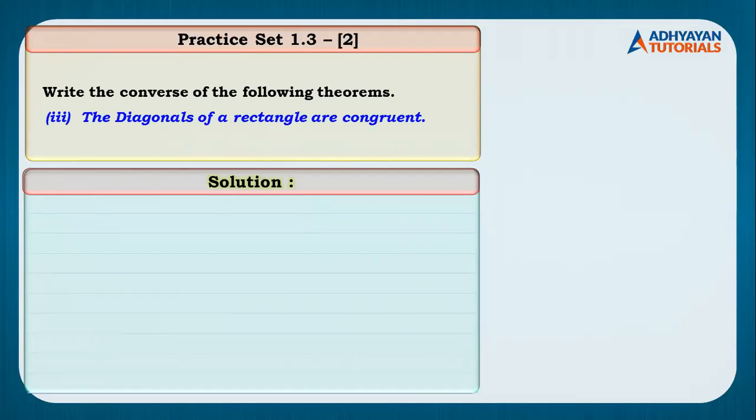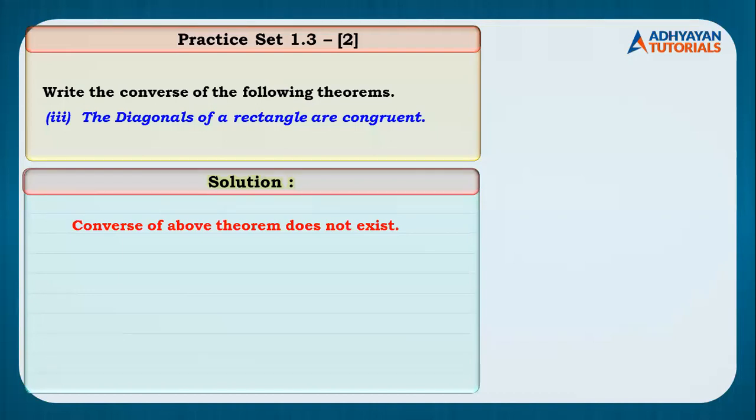So if we reverse it, what will happen? If the diagonals are congruent, then the quadrilateral is a rectangle, which may or may not be true. So if you write the converse, you will have to write in brackets below: note the above statement may or may not be true, or else you can also write this: converse of above theorem does not exist or may even be wrong, something like that. It depends upon your school teacher.